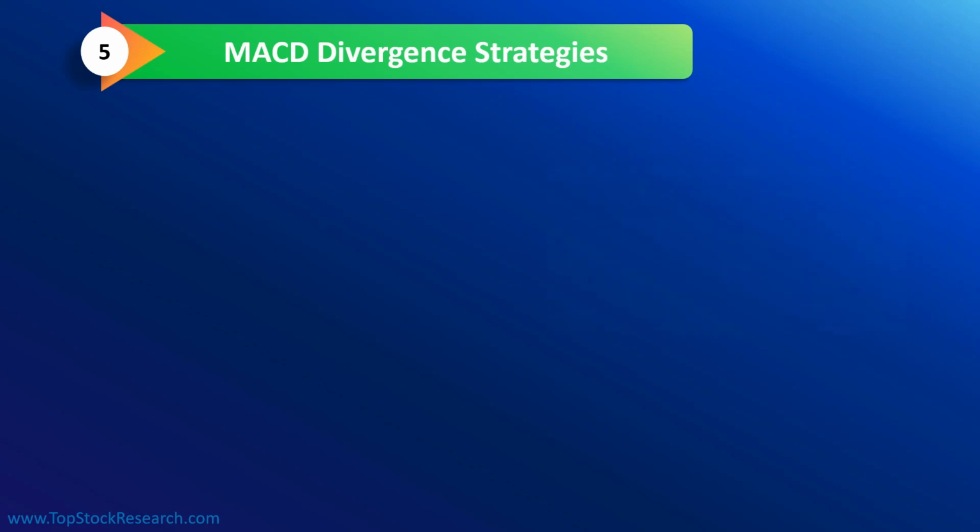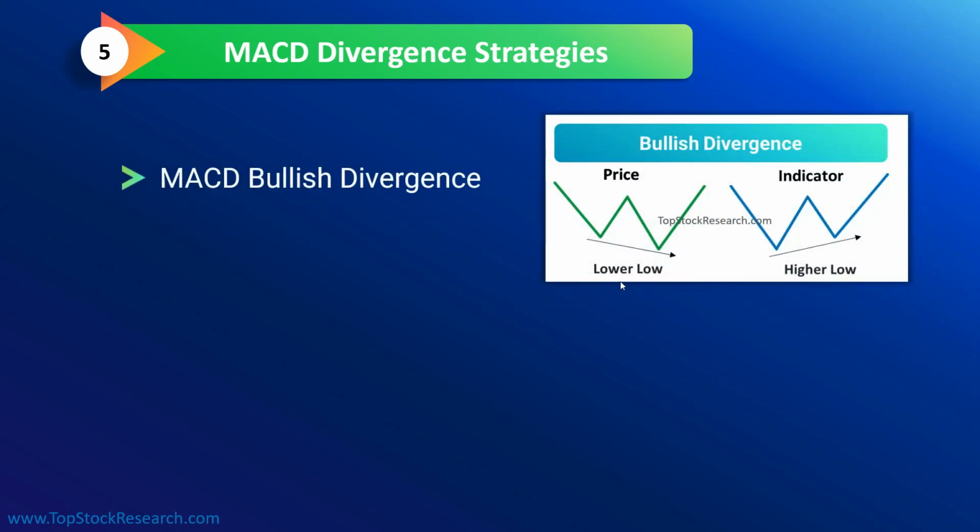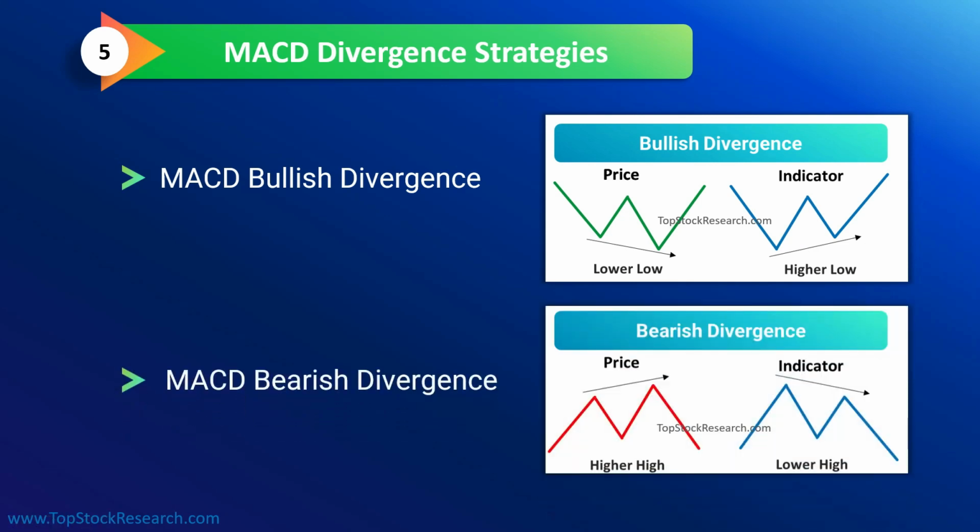MACD divergence strategies, right? So basically, what is divergence? Divergence is, as we learned yesterday, when the pattern of price versus its indicator or its derivative is showing exactly opposite results, right? In this case, price is making lower lows, whereas the indicator is giving higher lows, right? So this is what divergence is. There's a bullish divergence, and there's a bearish divergence, where the price is making higher highs and the indicator is making lower highs.